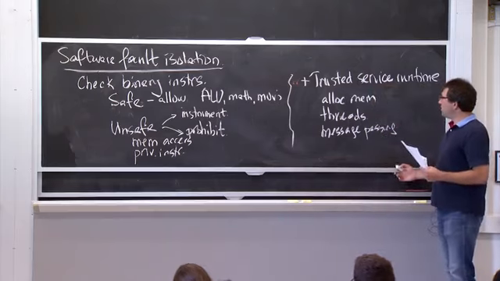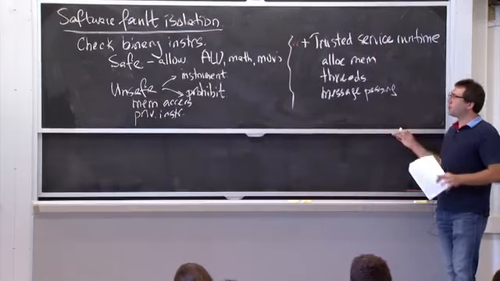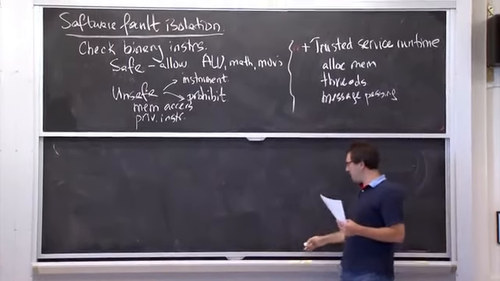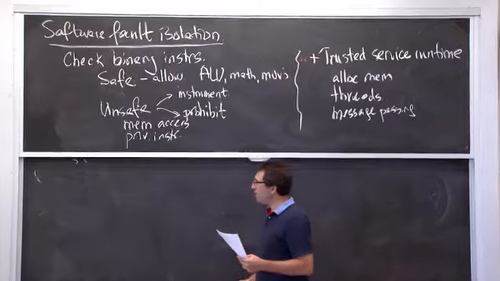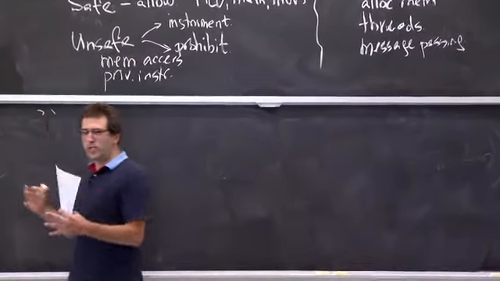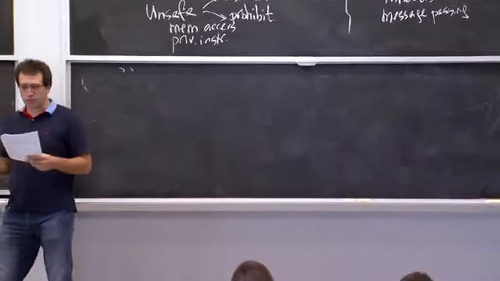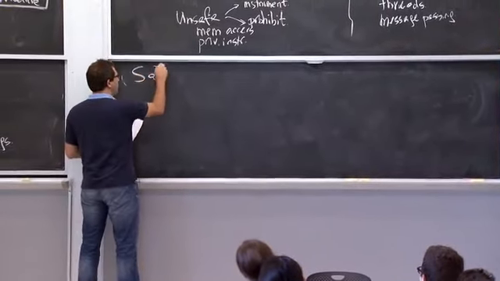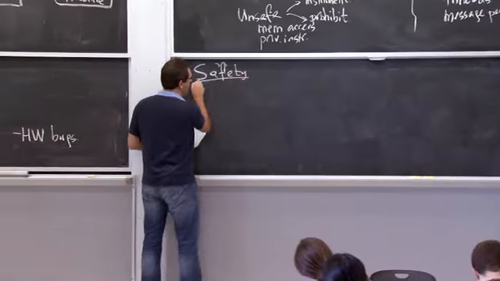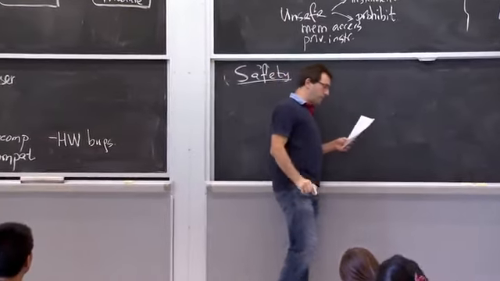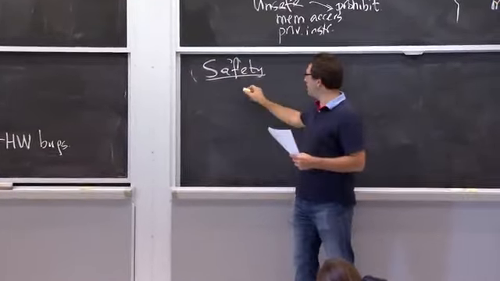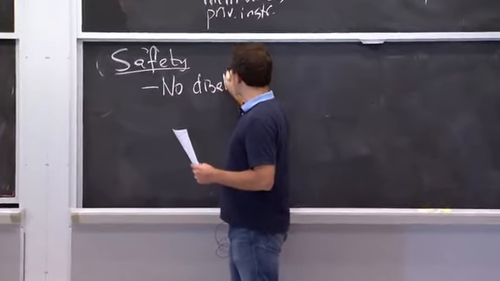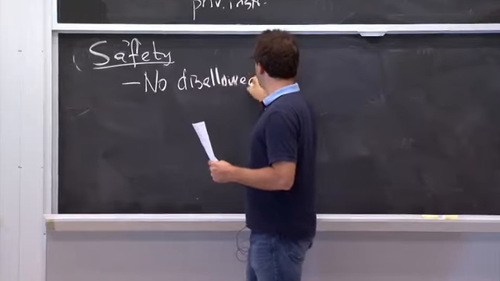OK. So that's the overall plan for software fault isolation. Let's look at what safety actually means in their case for Native Client. We talked loosely about this notion of safe instructions and unsafe instructions. What do they actually care about here? As far as I can tell, for Native Client, safety basically means two things. One is that there are no disallowed instructions that can execute.